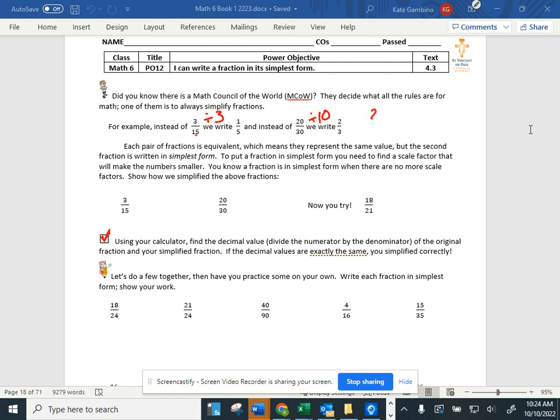So if we look at that 20/30, we could say, I can divide it by 2 because they're both even numbers. 20 divided by 2 is 10. 30 divided by 2 is 15. I went smaller. I'm done. Am I actually done? No, because I can divide another factor out. I didn't find the scale factor the first time. I just found one factor I could divide out.